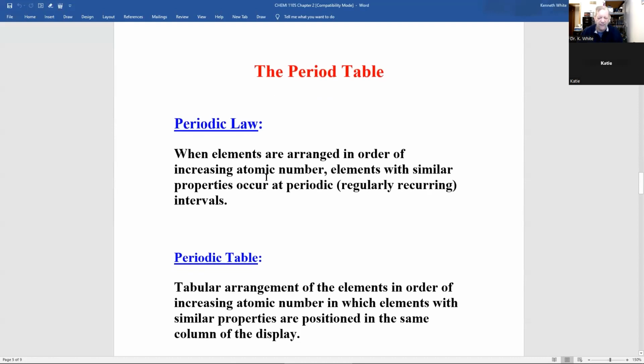Now, let's move on to the periodic table. Now, on this slide, click. The switch is off. I'll talk about it, but I'm not going to ask you what the periodic law is. That's when elements are arranged by an aspect of that element, increasing atomic number, elements with similar properties occur at periodic, meaning regular, reoccurring intervals.